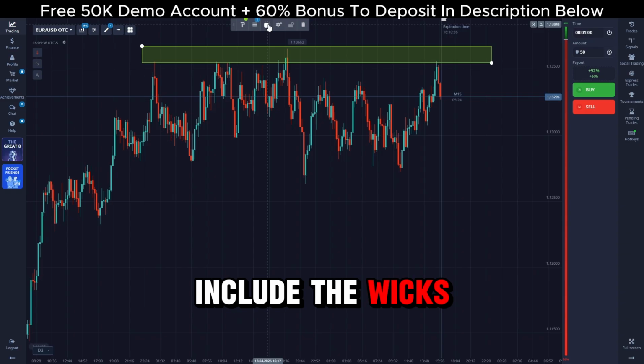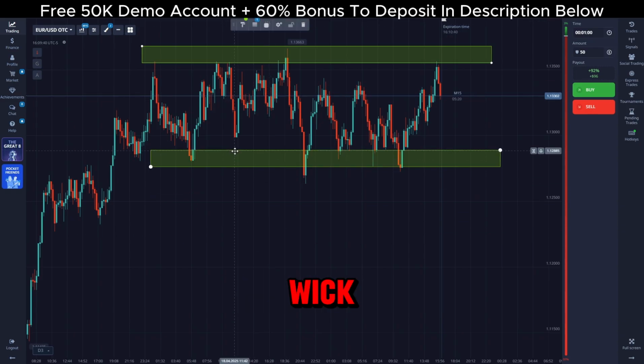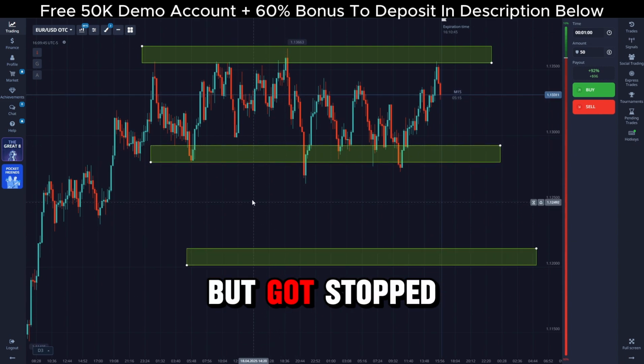I like to include the wicks of the candles when marking support and resistance zones. The longer the wick, the stronger the rejection from that area. It's a sign that price tried to push through but got stopped hard.